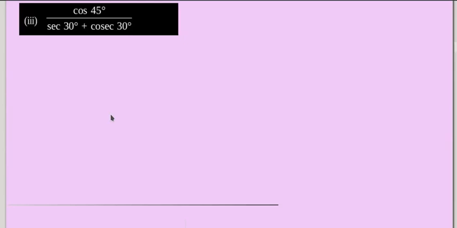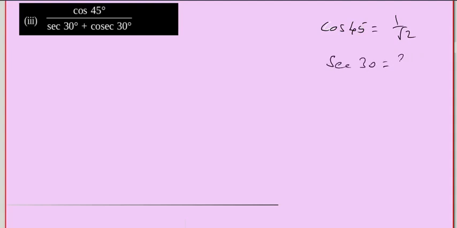Okay. Cos 45 divided by secant 30 plus cosecant 30. Okay. So cos 45 is what? Cos 45 is 1 by root 2. Secant 30 is 2 by root 3. Cosecant 30 is 2. Okay. So these values only we need.